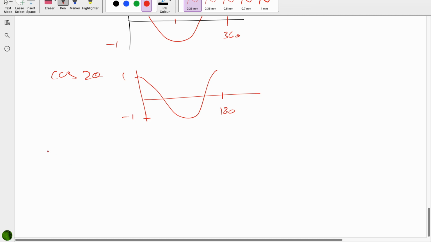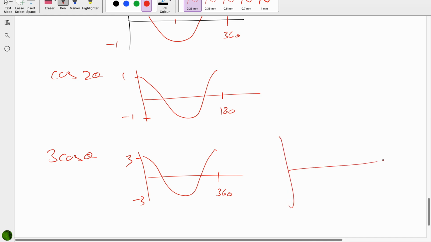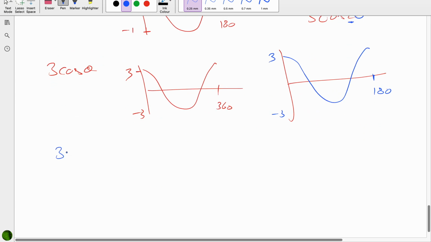So if I touch the amplitude 3 cos theta, this is the curve, ends at 360. Now this is 3, this is minus 3. If I write 3 cos of 2 theta and I am drawing one cycle, 2 theta means there are two curves in 360, so 180 makes one curve. This is 3, this is minus 3. And same goes with 3 cos theta plus 1. So I have to raise it by 1 unit. I'm just sketching the curve.